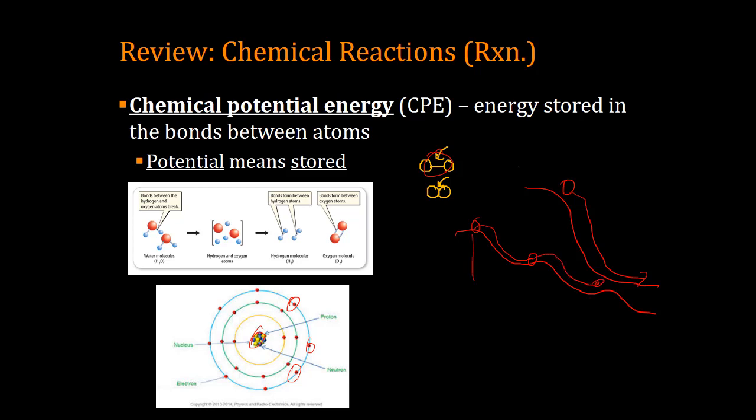And so up here, it's got lots of chemical potential energy because it really wants to form a different bond. It's got a little less chemical potential energy. It's got into a more stable state. Little less chemical potential energy, more stable state, right?